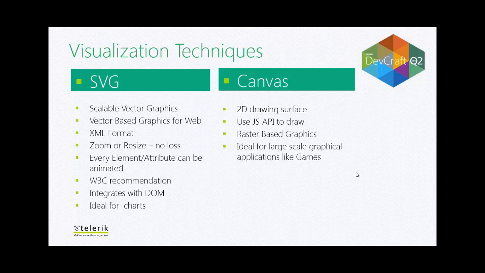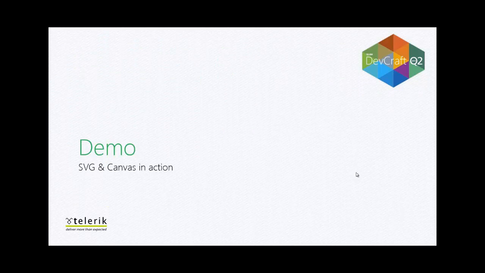I just want you to get a perspective of what it takes to actually handcraft an SVG based graphic, or handcraft a canvas based graphic, using the JavaScript API or the XML format. Then we're going to look at another perspective: if you had a control which can do this, how easy it is compared to doing everything manually. So next up, we're going to take a quick demo of SVG and canvas. Let's quickly see SVG and canvas in action.